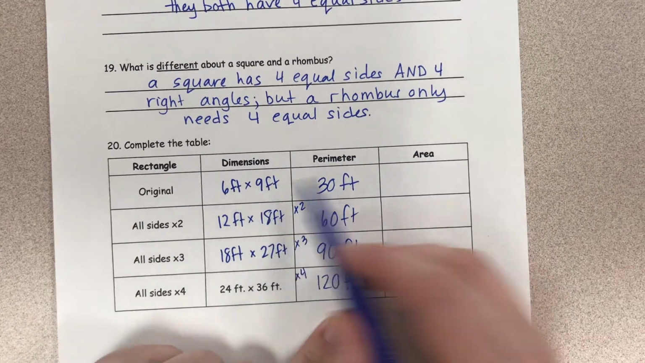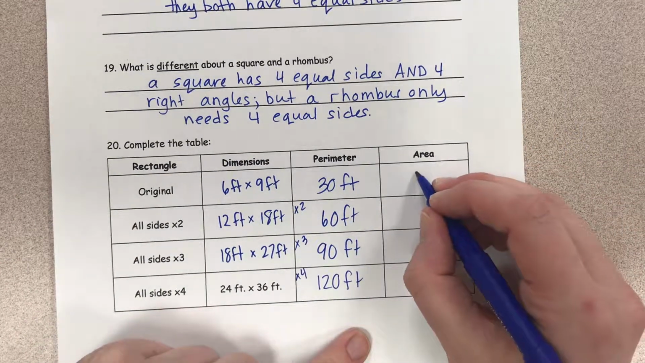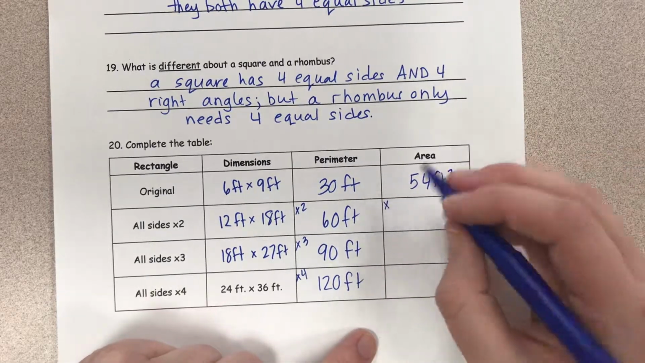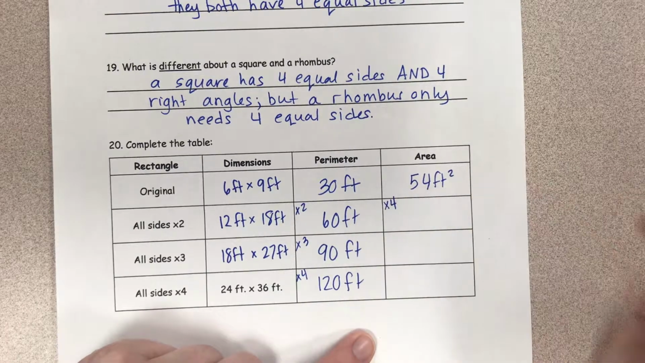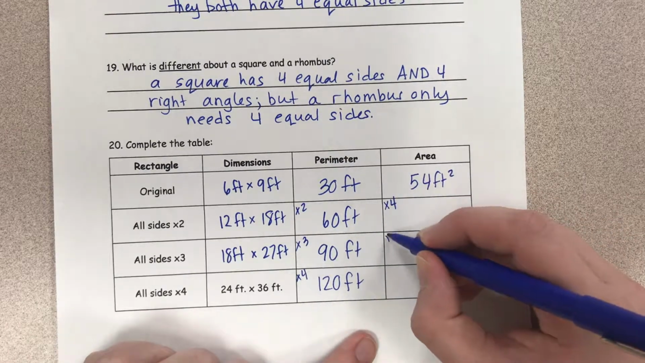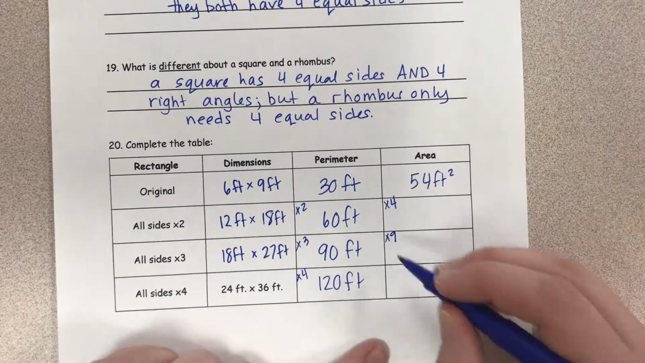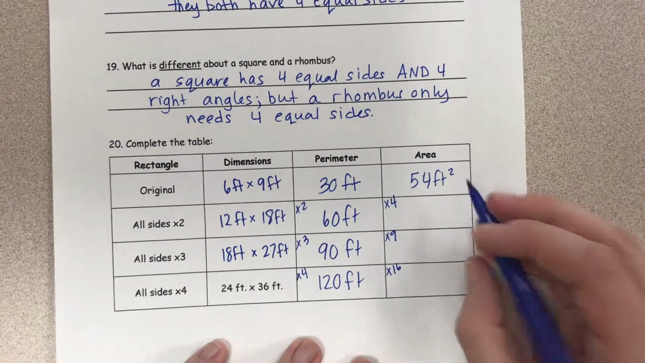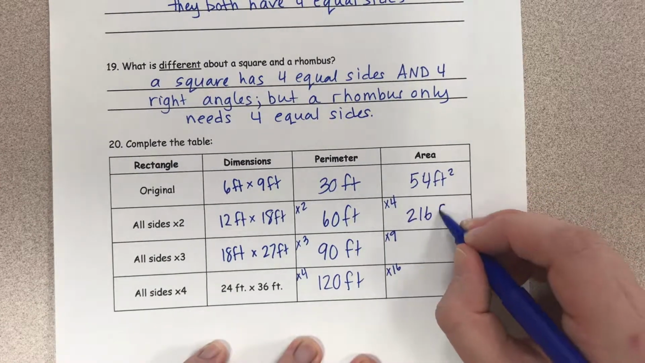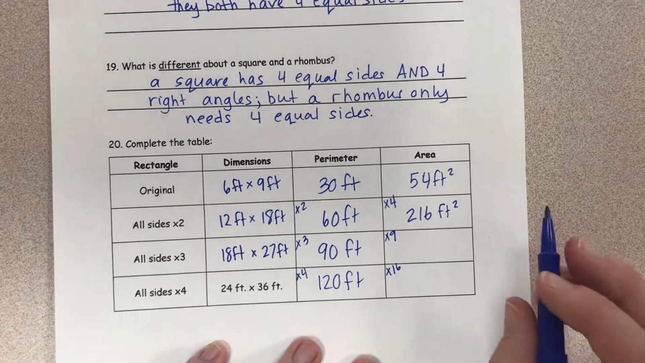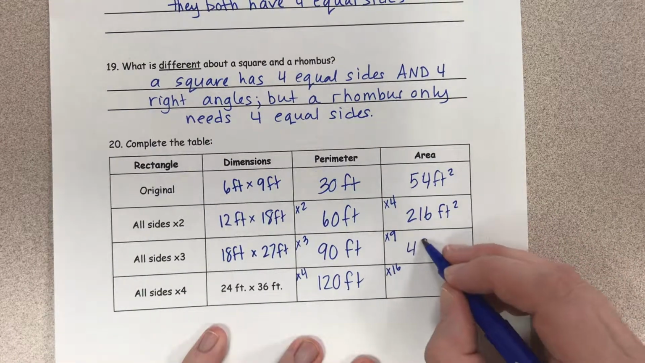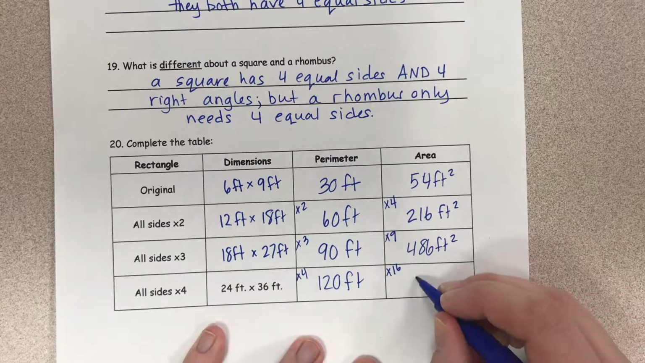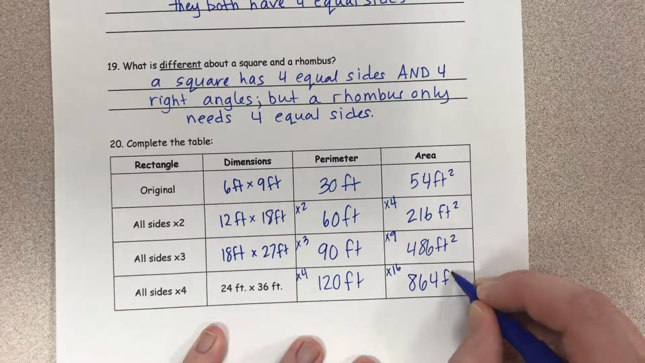And then the area, 6 times 9 is 54 feet squared. And then when we double the sides, we are quadrupling the area. When we triple the sides, we are multiplying by 9. And when we quadruple the sides, we are multiplying by 16. So 54 times 4 is 216 feet squared. 54 times 9 is 486 feet squared. And 54 times 16 is 864 feet squared.